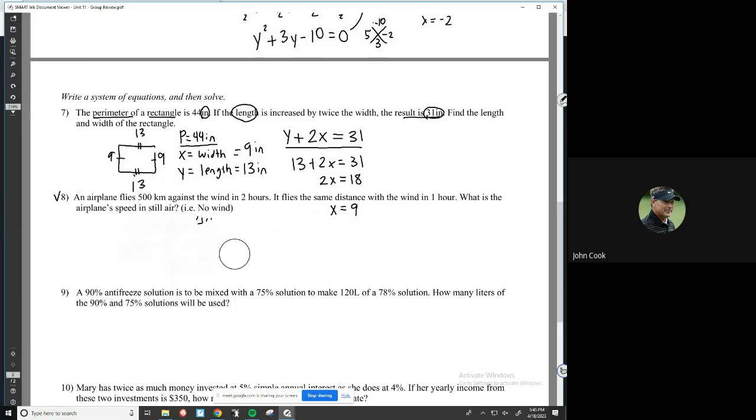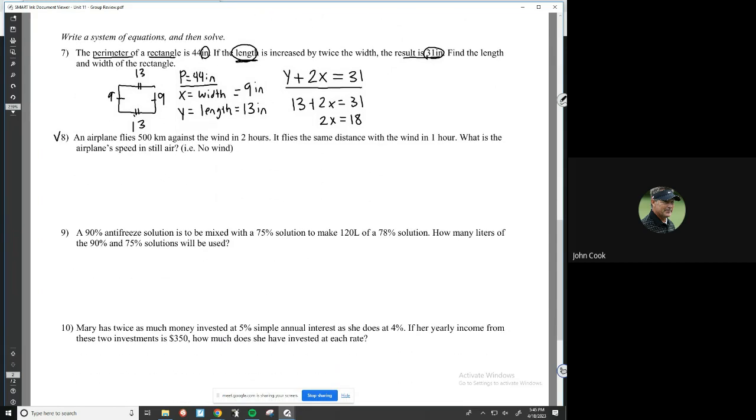There's number 7. A little bit of a hiccup there because I just had a brain fart. Couldn't really picture what the question was asking, but that's on me. It's actually pretty well written. It says the length, so whatever. An airplane flies 500 kilometers against the wind in 2 hours. Oh, I like these problems. It flies the same distance with the wind in 1 hour.